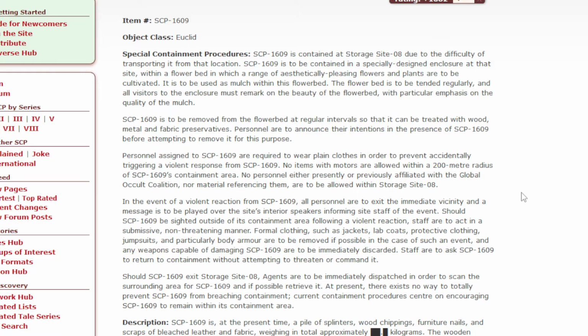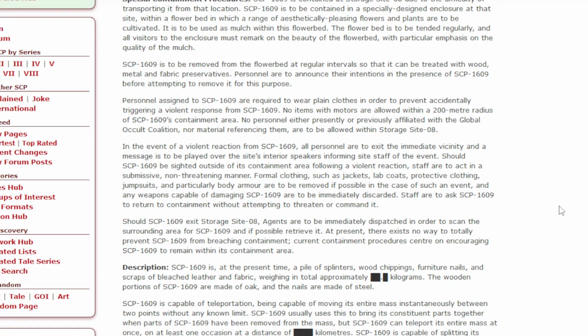1609 is to be removed from the flower bed at regular intervals so it can be treated with wood, metal, and fabric preservatives. Personnel are to announce their intentions in the presence of 1609 before attempting to remove it for this purpose. Personnel assigned to 1609 are required to wear plain clothes in order to prevent accidentally triggering a violent response from 1609. No items with monitors are allowed within a 200-meter radius of the containment area. No personnel either presently or previously affiliated with the Global Cult Coalition, nor materials referencing them, are allowed within Storage Site 8. In the event of a violent reaction from 1609, all personnel are to exit the vicinity and a message is to be played over the site's interior speakers informing staff of the event.